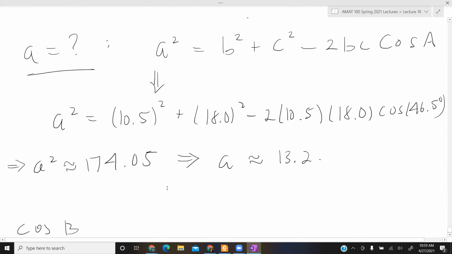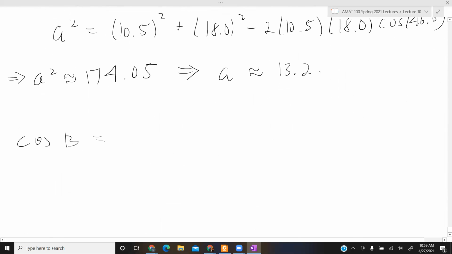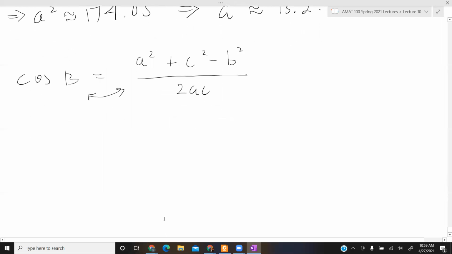What you'll get is that cosine B is equal to a squared plus c squared minus b squared, over 2ac. So make sure you understand how I got this. How did I get that cosine B is equal to this? Go through the algebra yourself. I went through similar algebra when I solved for cosine A, so I'm not going to go through it again. If you run into trouble, just email me and we can work it out over email, or we can meet via Zoom.